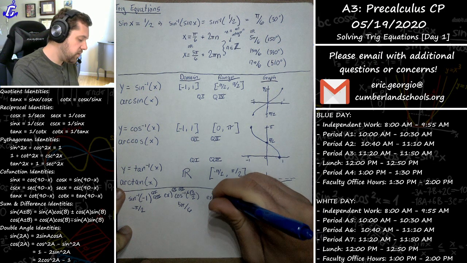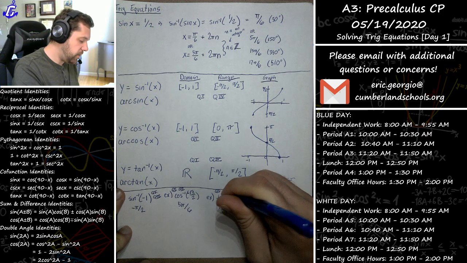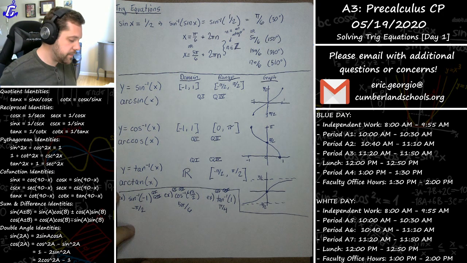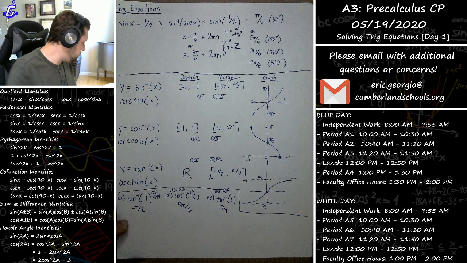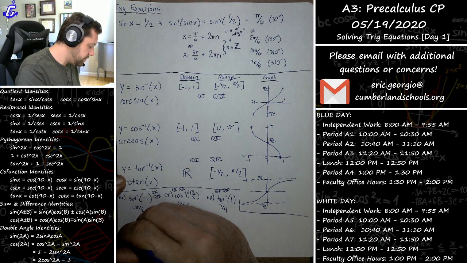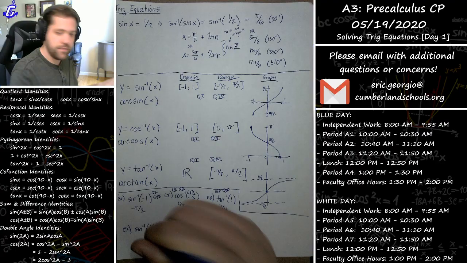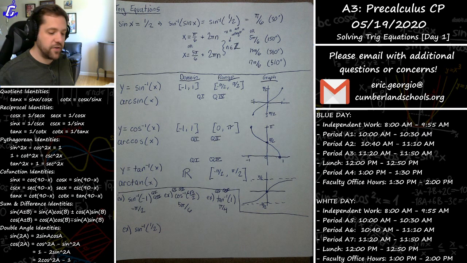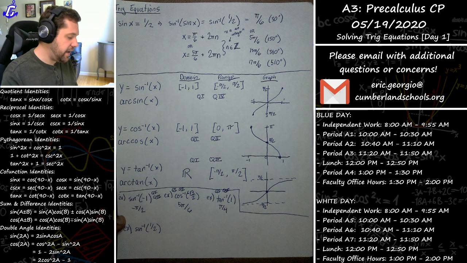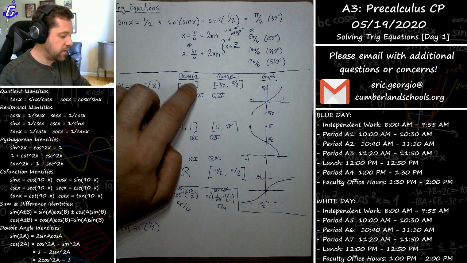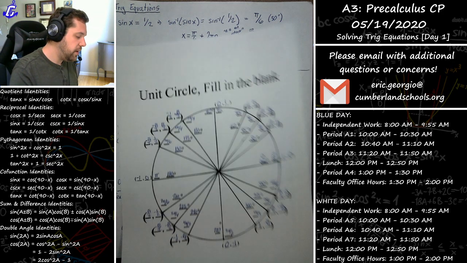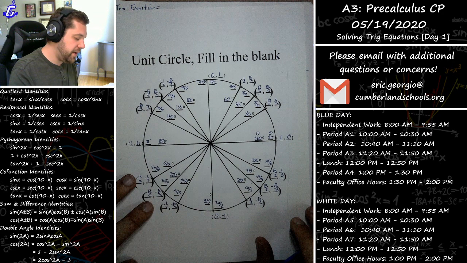Tangent inverse, quadrant 1, quadrant 4. All right? Let's do a couple easier ones. How about the sine inverse of 1/2? Well, since it's sine and it's inverse, the arc sine, I'm going to look at quadrants 1 and 4. Where do I see that value of 1/2?